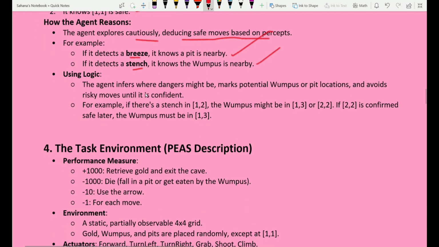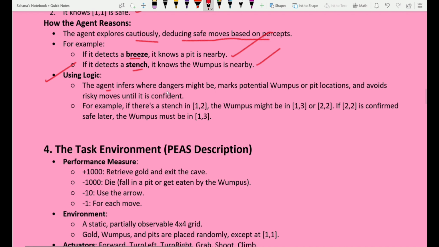Next, reasoning using logic. The agent infers where dangers might be, marks potential Wumpus or pit locations, and avoids risky moves until it is confident. For example, if there is a stench in square 1, 2, the Wumpus might be in 1, 3 or 2, 2. If 2, 2 is confirmed safe later, the Wumpus must be in 1, 3.